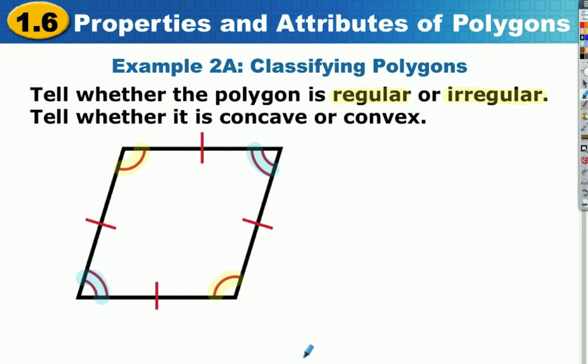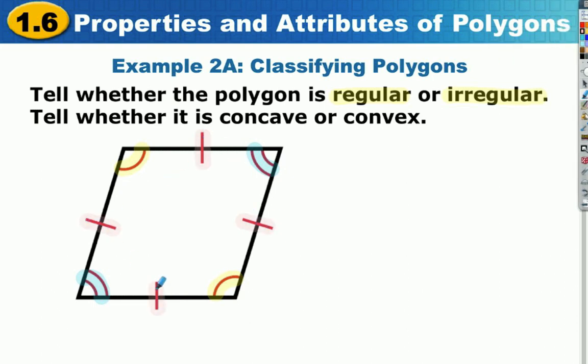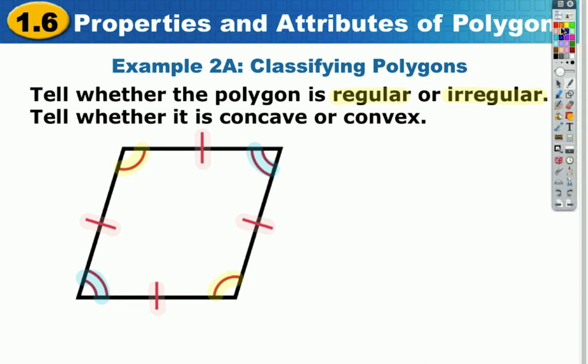And as he said, for it to be regular, it has to be equilateral and equiangular. Now, this is equilateral because of these marks right here. Those tick marks tell you that all of them are the same length. They are congruent. So it's equilateral but not equiangular, so that means it's irregular. Okay?